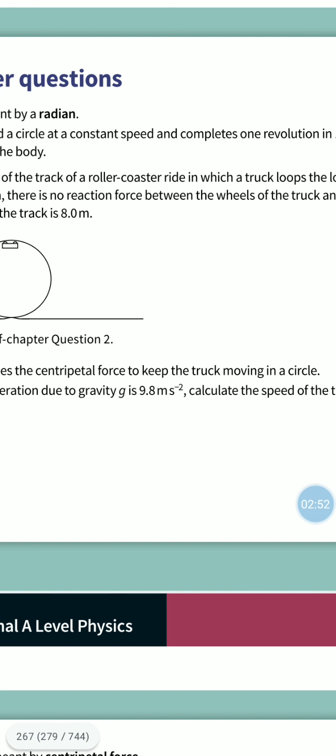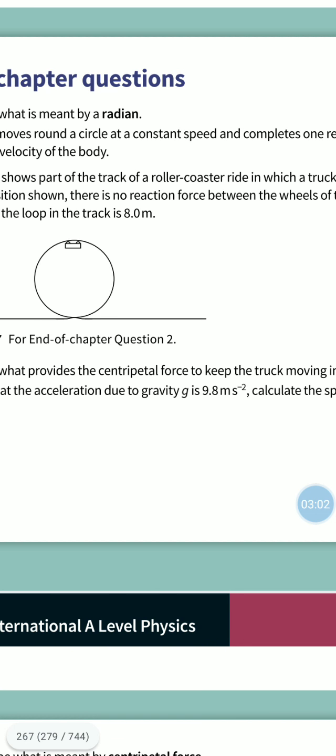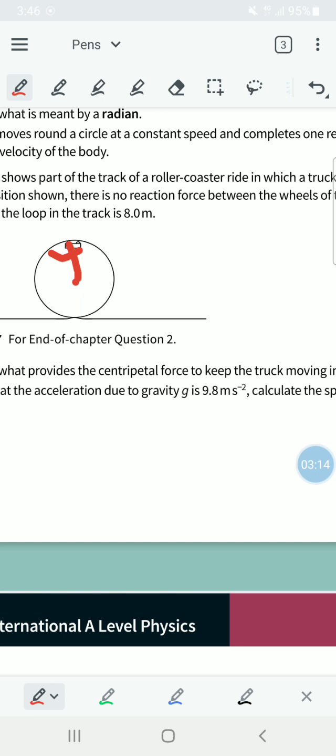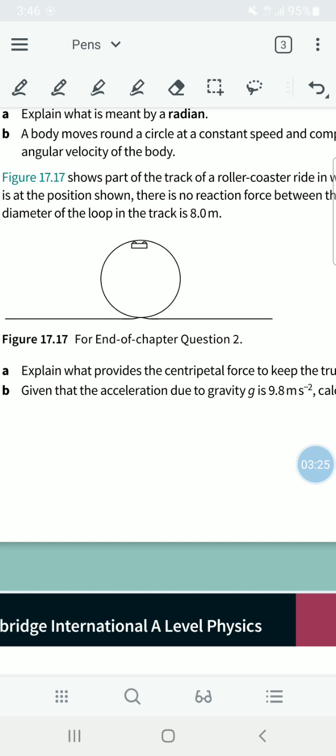moving in a circle. So what provides the centripetal force? Now at this particular position, what provides the centripetal force? This is the center of the circle. To the center of the circle, which force is acting? Downwards, it is the gravity, that is the weight that is acting. Weight is what's acting towards the center of the circle. So you have to say the answer is at this position it is the weight.